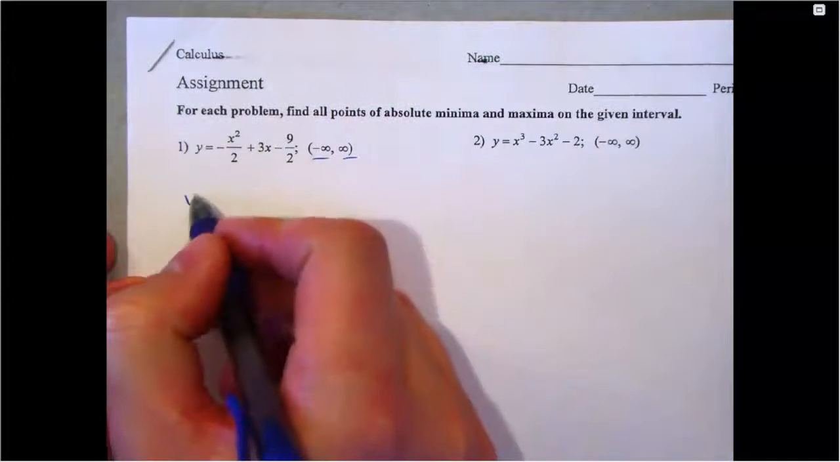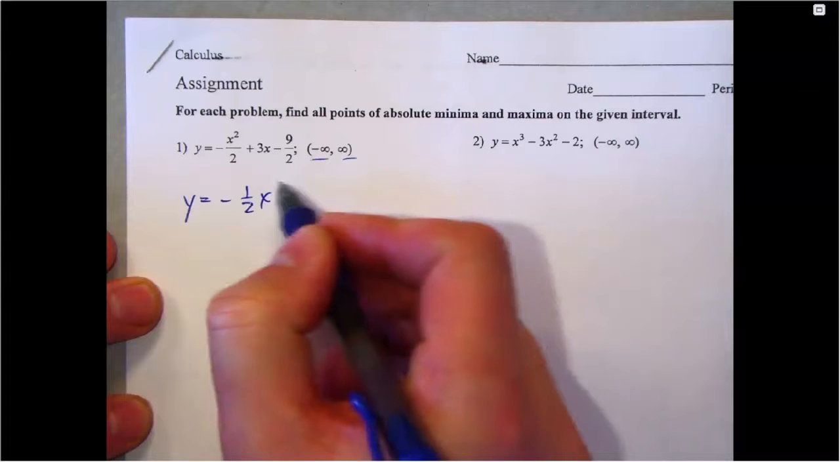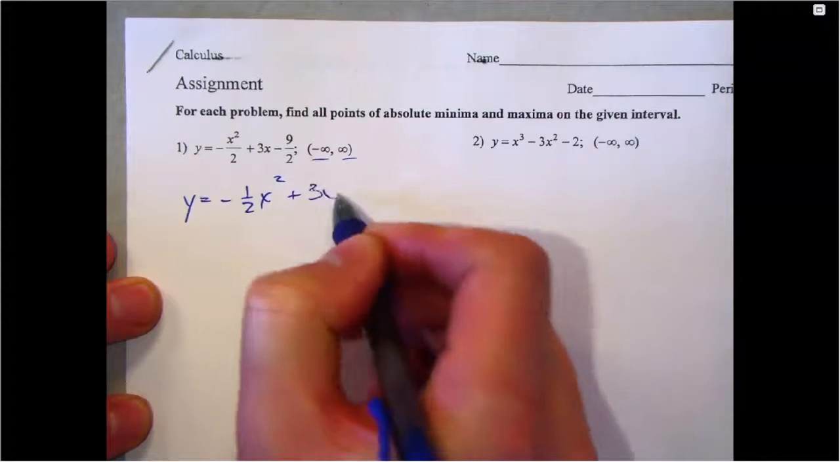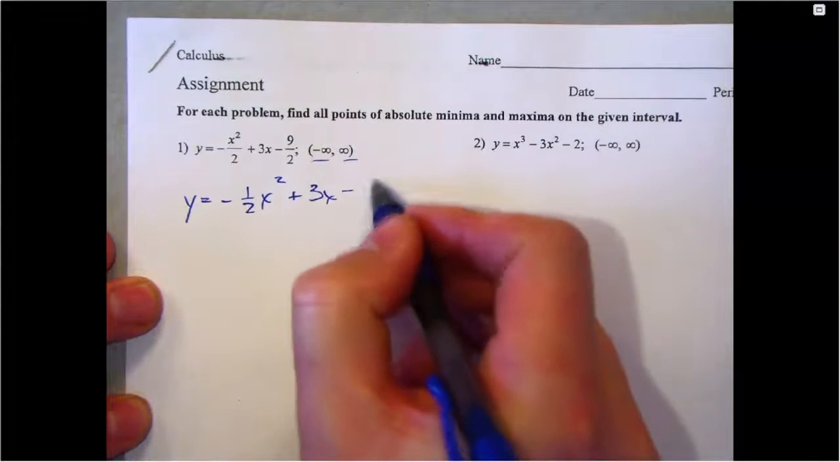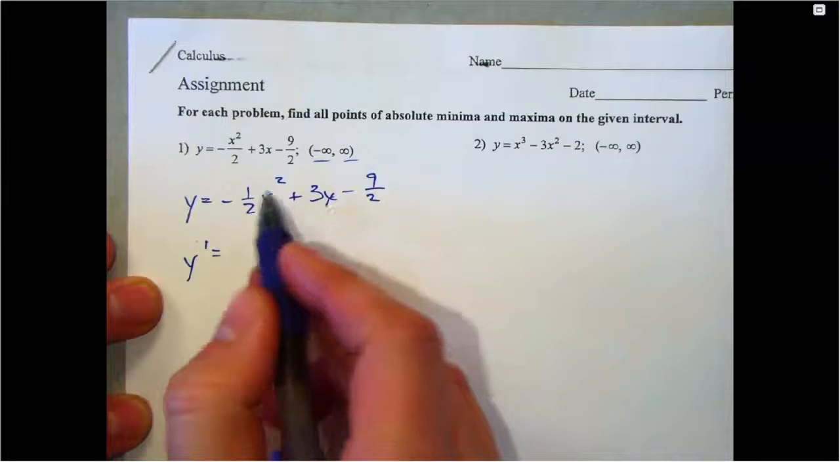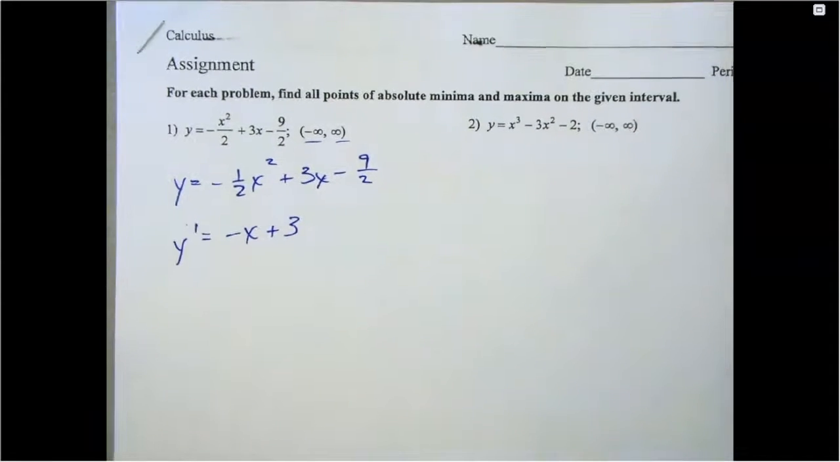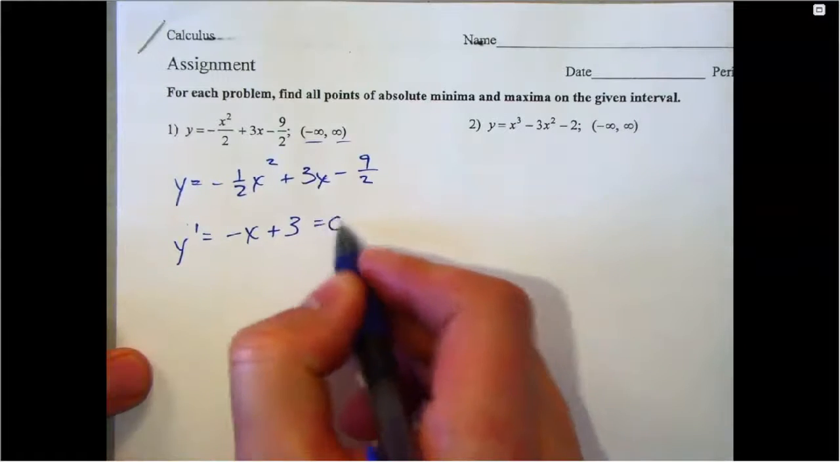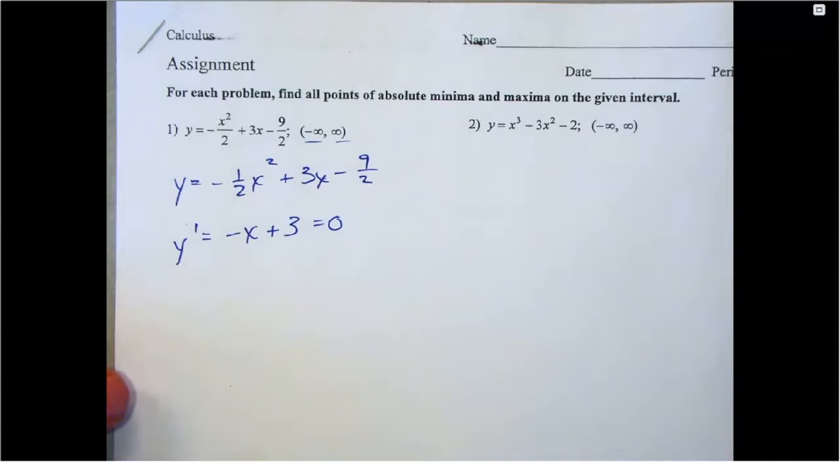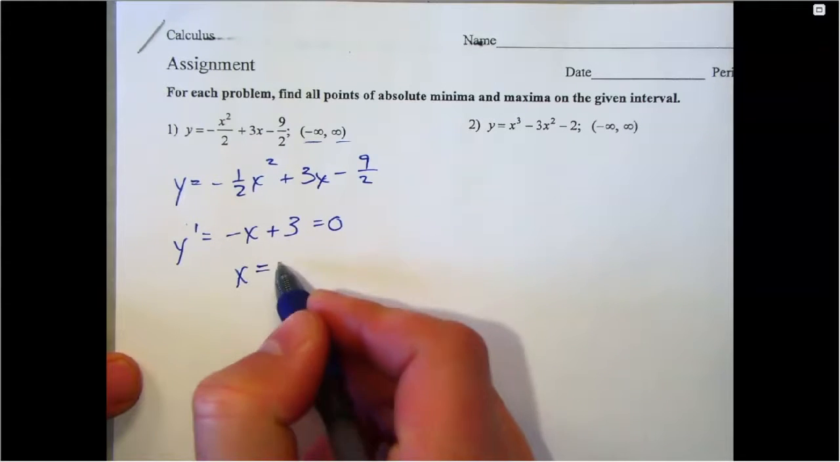So take the derivative. Just rewriting the original, it's negative 1 half x squared, like negative x squared over 2, which seems to mess people up sometimes. So then the derivative is negative x plus 3. Set that equal to 0. And if I solve that, I will get x equals 3.